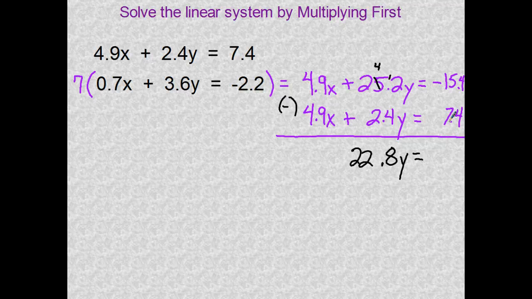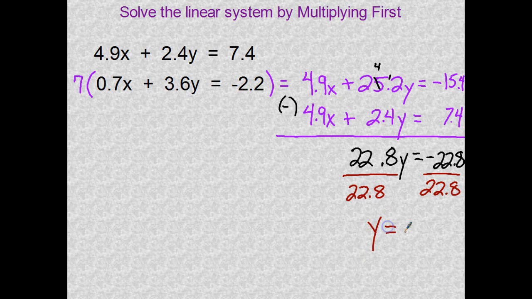We're actually adding the opposite, so we're putting these together. We're going to end up with negative 22 8/10. Divide both sides by your coefficient, 22 8/10. So y is going to equal negative 1. All right, we're halfway there. If y is negative 1, let's figure out what that x is.